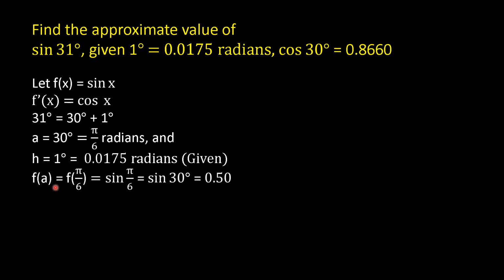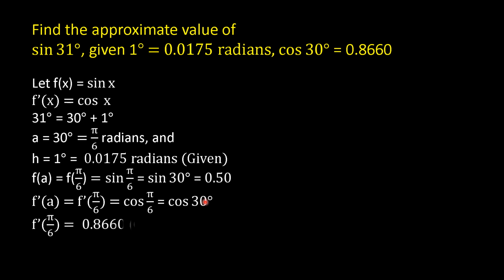We have f(a) equals f of pi by 6, which is sin pi by 6, sin 30 degrees, which will be 0.5. f dash a will be f dash pi by 6, which will be cos pi by 6, which is cos 30 degrees, and cos 30 degrees is given to be 0.8660. So we will have f dash pi by 6 equals 0.8660.